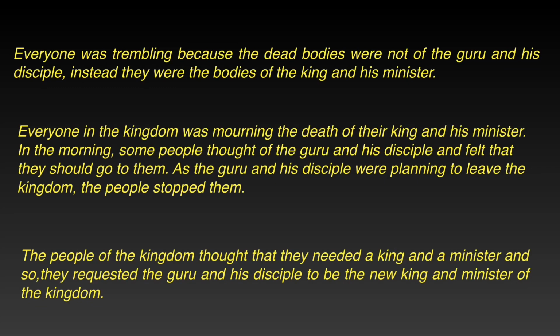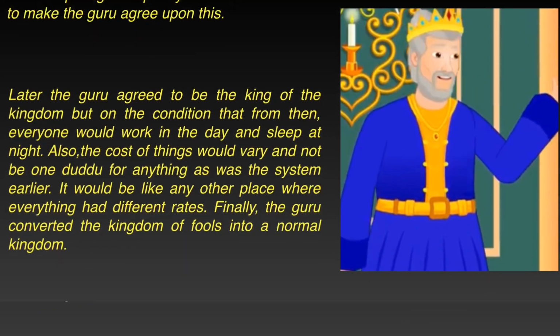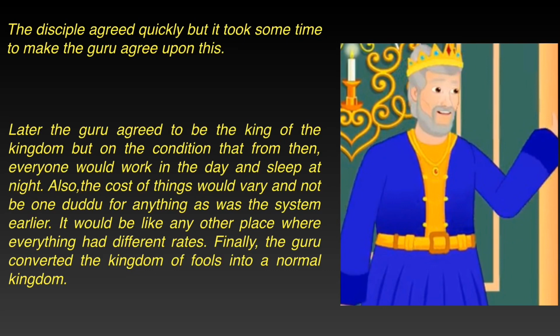In the morning, some people thought of the Guru and his disciple and felt that they should go to them. As the Guru and his disciple were planning to leave the kingdom, the people stopped them. The people of the kingdom thought that they needed a king and a minister, and so they requested the Guru and his disciple to be the new king and minister of the kingdom. The disciple agreed quickly, but it took some time to make the Guru agree to this.